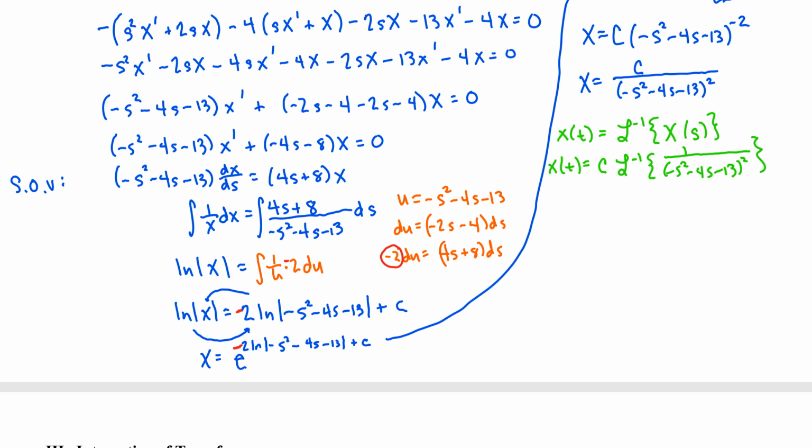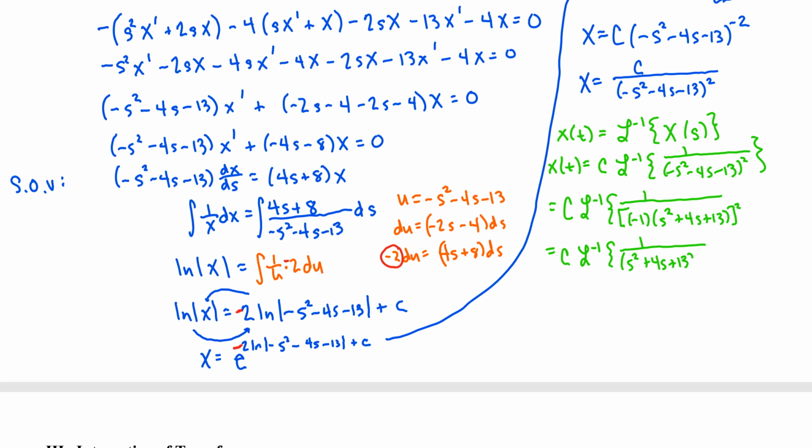So we're going to have to apply a little bit of algebra. Let's factor a negative out of the bottom, and I'm feeling like we're going to need to complete the square. So we have c times the inverse Laplace transform of 1 over, factoring our negative out of the bottom here, negative 1 times s squared plus 4s plus 13. All of this is squared. Squaring that negative 1 coefficient makes it positive. So we have c times the inverse Laplace transform of 1 over s squared plus 4s plus 13 squared.